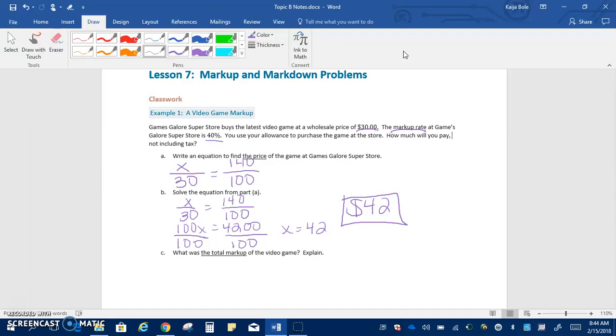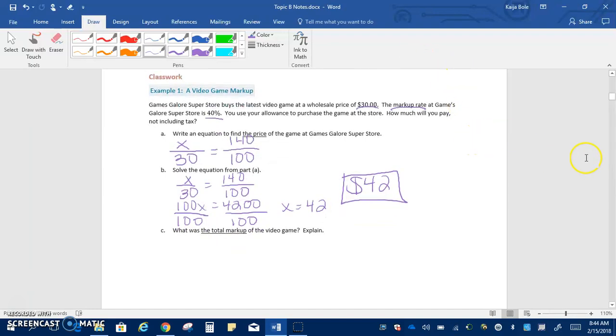Then yes. So C says, what is the total markup of the video game? So to find just the markup, we're going to take what we paid minus the original, and you get 12. So it'd be a $12 markup.